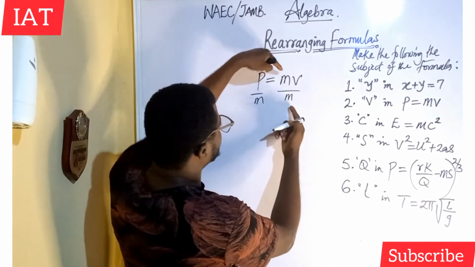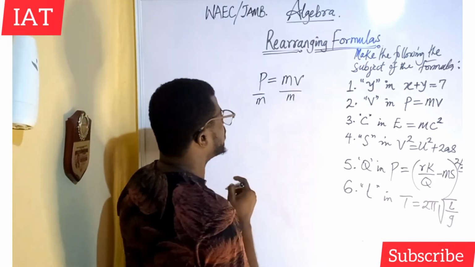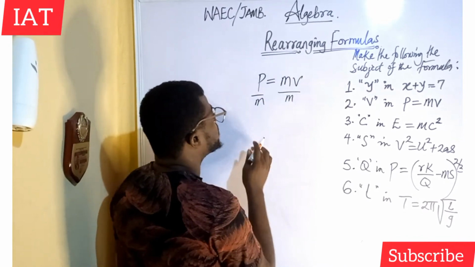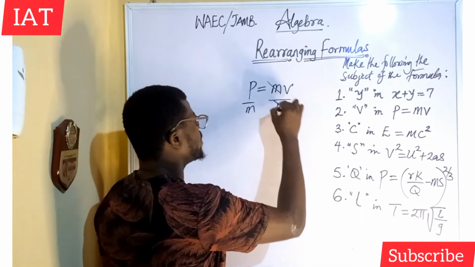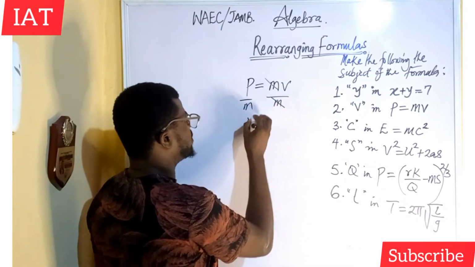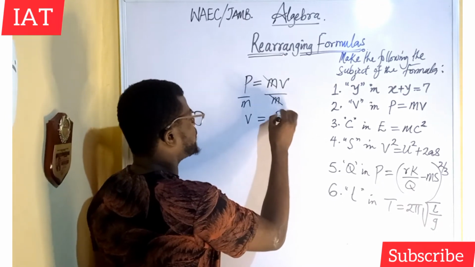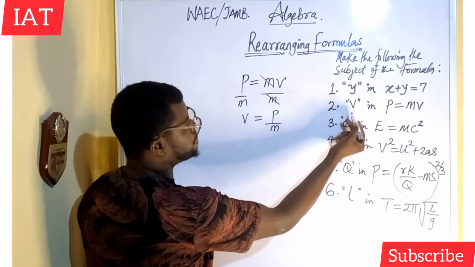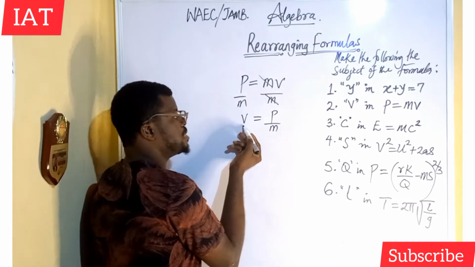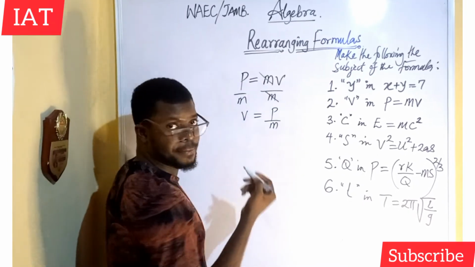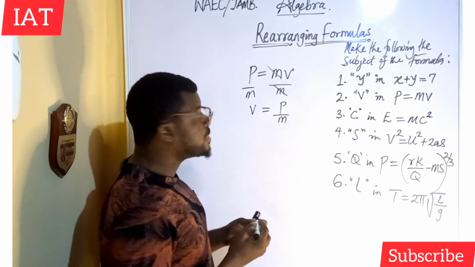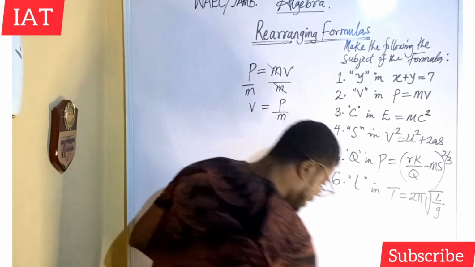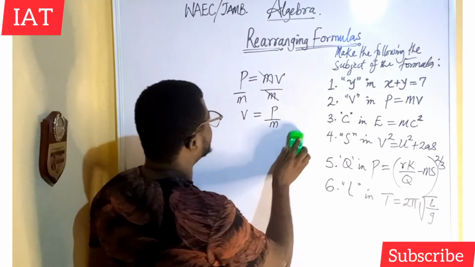The best option is just to divide both sides by what is attached to v, or we can call it the coefficient of v. So at this point, we can cancel this out. What is left is v, and v is equal to p over m. At this point, we've expressed v in terms of p and m, or made v stand all by itself. So that is it. All right, that's another process of working on these things.